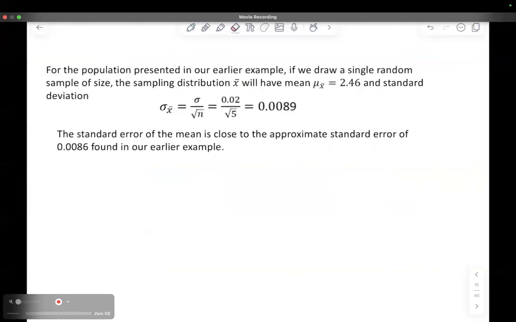Okay, all right. So earlier we took some samples. So what I did is I took my population standard deviation, we were told it was 0.02, and divided it by the square root of 5, which was our sample size originally. When I do that calculation, I get this right here. So the actual standard deviation of those means is this right here. This is what we found. That is really, really close. I don't think anybody's going to be mad about being 3/10,000ths off.